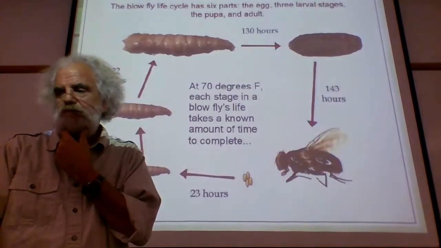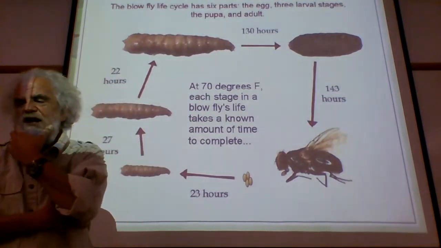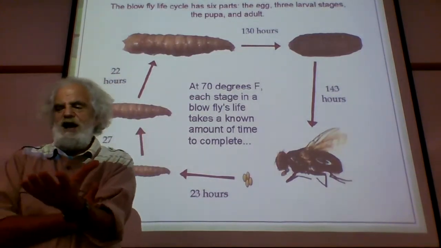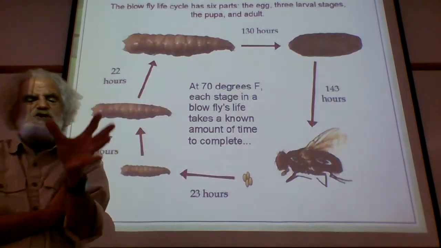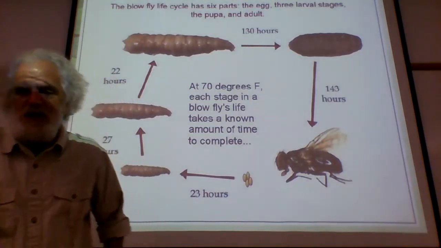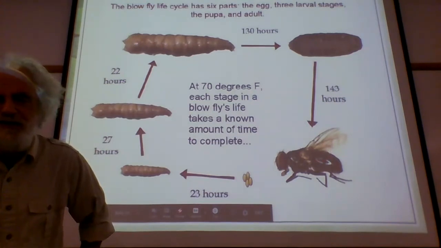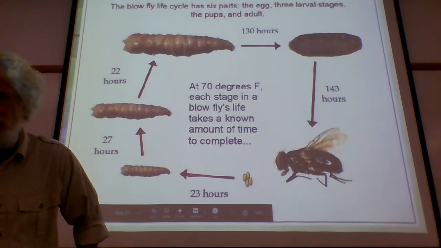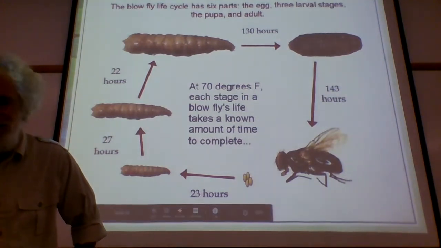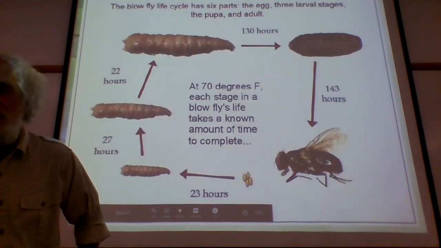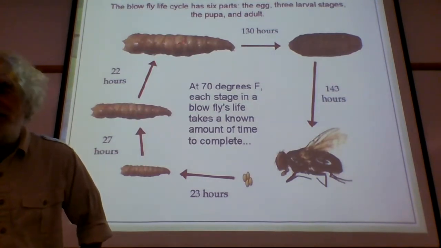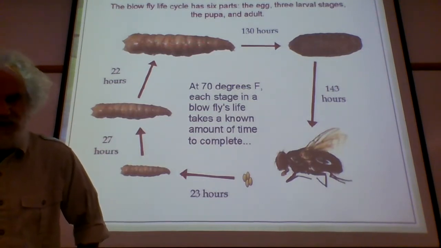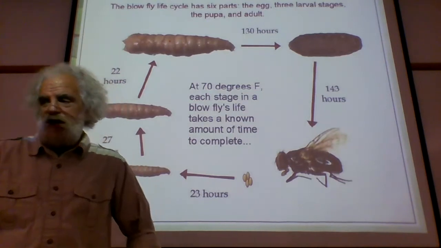Okay. So this is the blowfly life cycle. At 70 degrees Fahrenheit, each stage has a known amount of time. And we've got mama here laying eggs. The eggs take, at 70 degrees, 23 hours. You have a first instar. Aw, it's a little baby. 27 hours later, it molts. 22 hours later, it molts again into the third instar. And then it's going to hang out as a third instar for a while. It actually does a lot of feeding there.